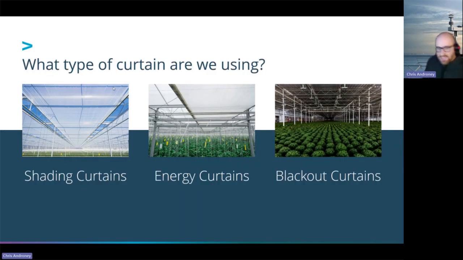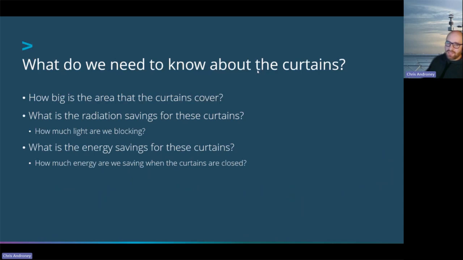So a couple things we're considering when we are using curtains. We need to ask ourselves, what type of curtain are we using? Is it a shading curtain, energy curtain, or blackout curtain? Before we get started, we need to know a few things about the curtains and also about the area that they cover. So first thing is, how big is the area that the curtains cover? This one's very important, not only for the curtains, but most of the Priva controls. We need to know how large the spaces are that we are controlling, whether it's curtains, heat, vent, any of those items. And it's very important for energy calculations, radiation savings calculations.